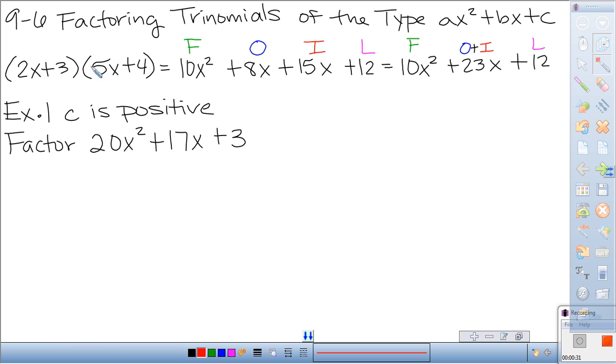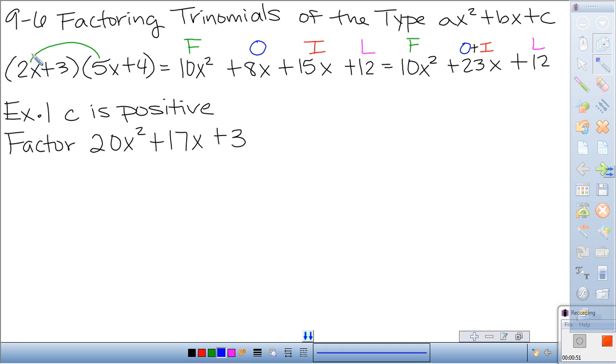So first I want to look at how we FOIL out binomials, since this is what our answers for this lesson are going to look like. They're going to look like binomials like this. So if we FOILed out this binomial, FOIL again is first, outer, inner, last. We would do first times the first, 2x times 5x, 10x squared.